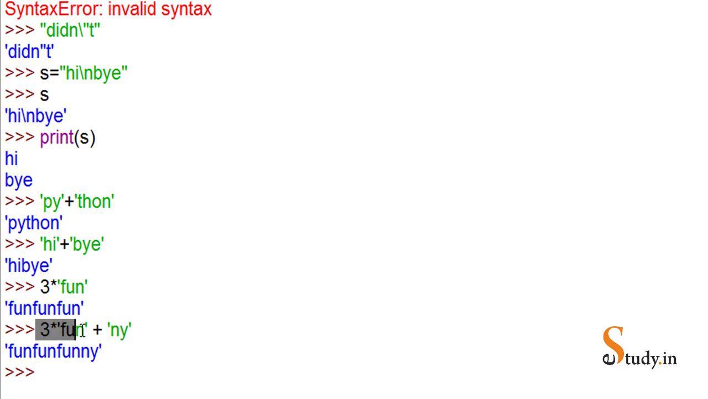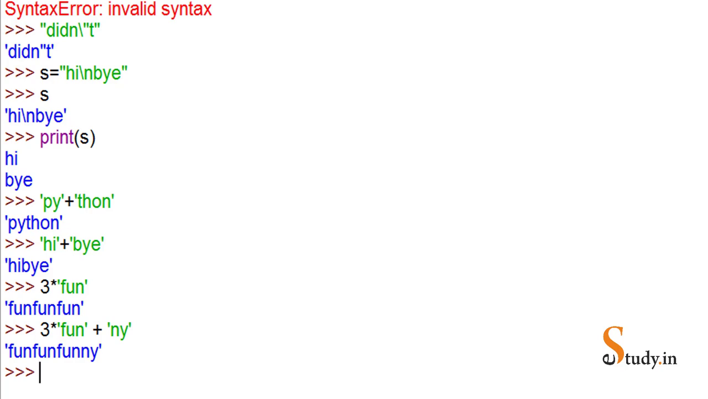So 3 into fun means repeat fun 3 times, plus that means concatenate, after that concatenate ny. So this is how we can concatenate or join two strings and repeat the strings using the asterisk symbol. Now next thing is, when 2 or more string literals are next to each other, they are automatically concatenated. That means we need not use a plus sign.